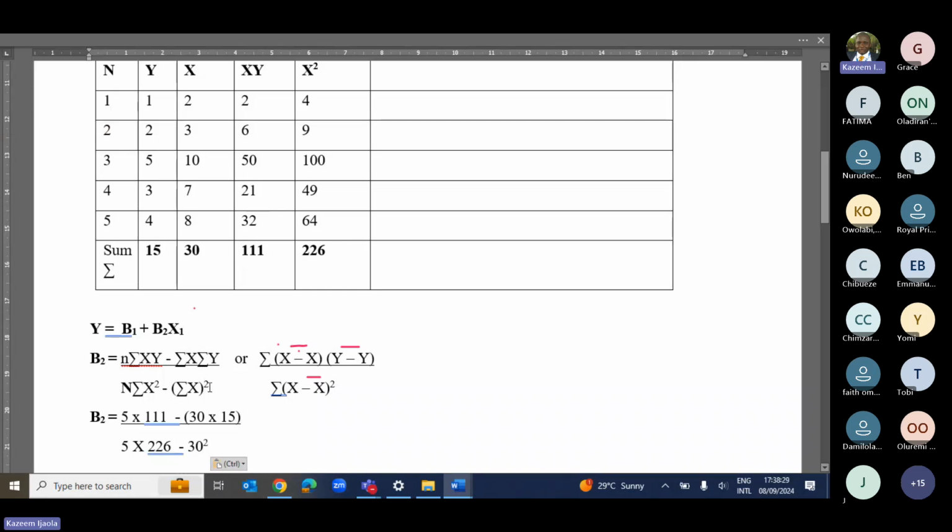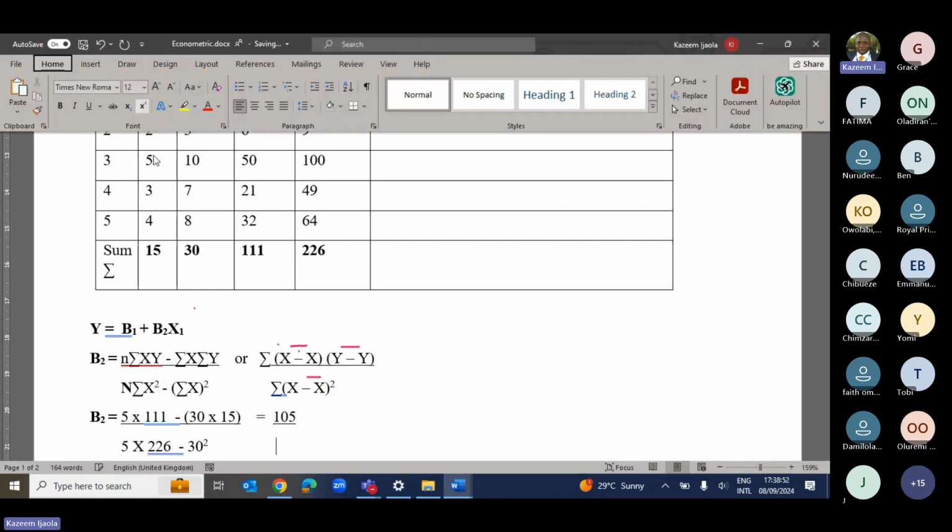Somebody give us the final answer so that we don't waste time doing it one by one. If you have a scientific calculator, you should be able to do it at once. 5 times 111 minus 30 times 15: the numerator should be 105. Then the one below should be 5 times 226 minus 30 squared. The one below is 230. Okay?